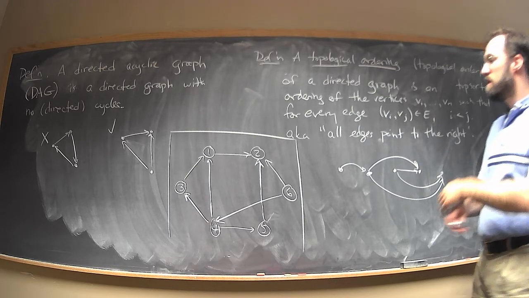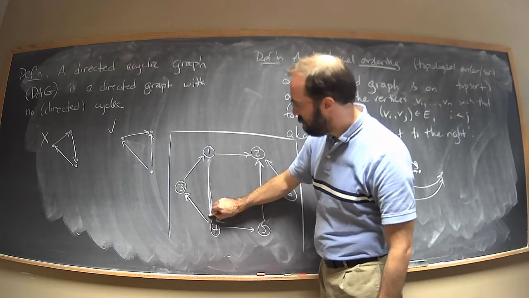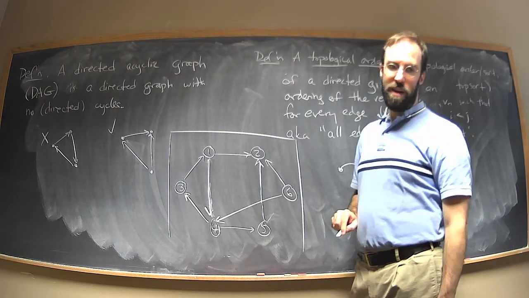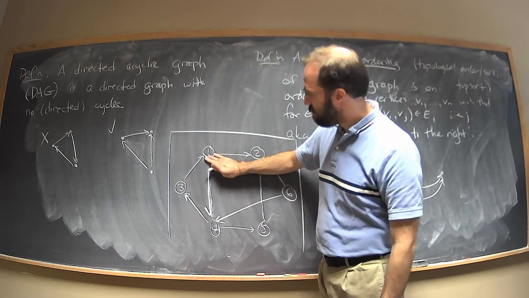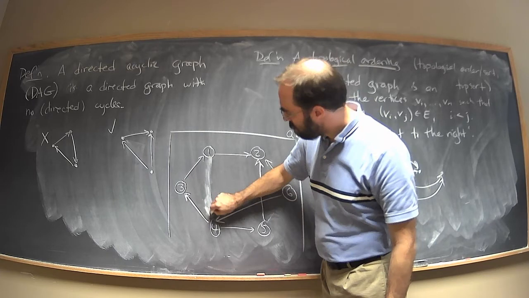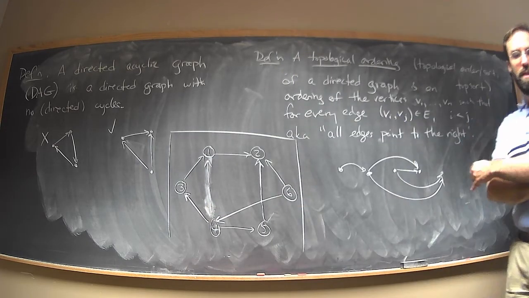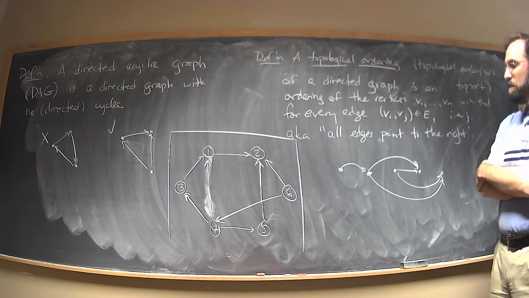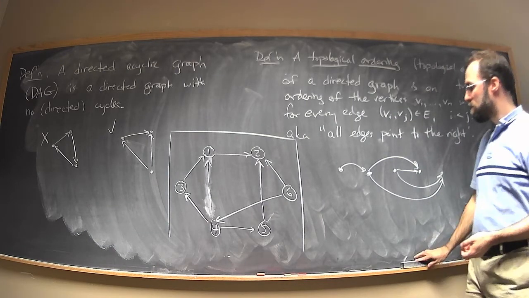I was going to draw this edge first, pointing the other way, which obviously then, right, now it's not a DAG, because now I have a cycle here. Okay, so the next question is, does it have a topological ordering?